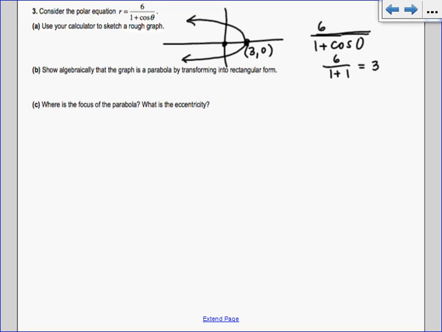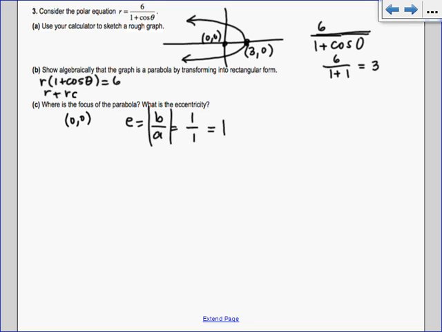We know this point is at 0, 0. That is the only focus. Like I said, the eccentricity is b over a, but both b and a are 1. So we get 1, which means that it's a parabola. And then if we wanted to switch forms, we would multiply the denominator over. So I'd get r times 1 plus cosine theta equals 6. So I have r plus r cosine theta equals 6.